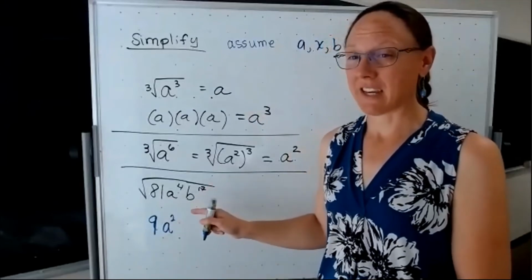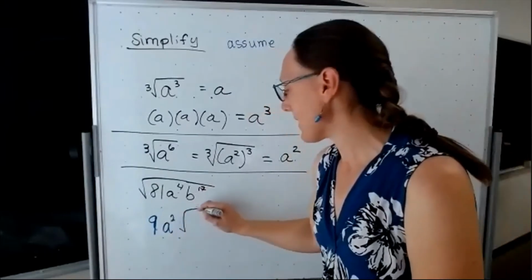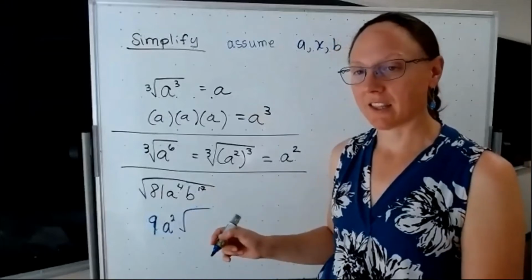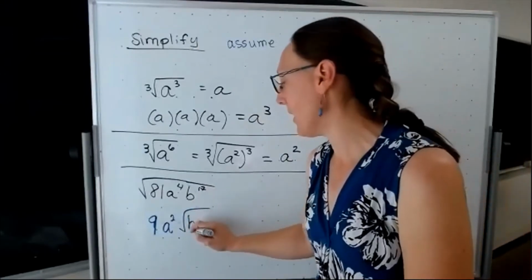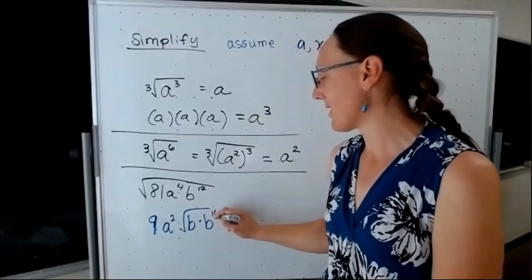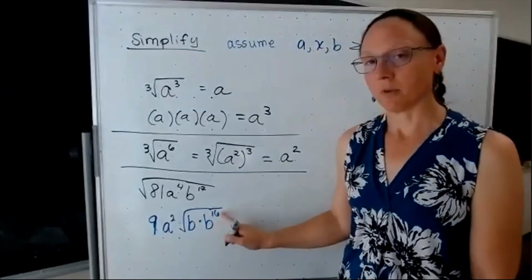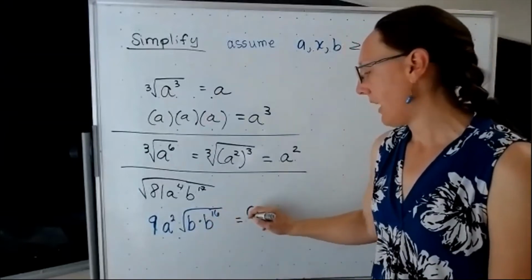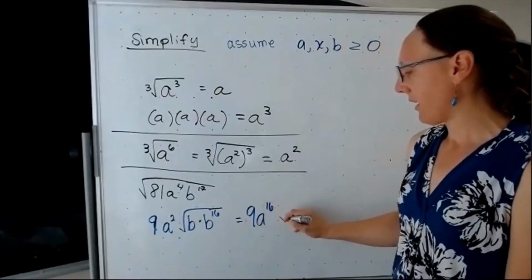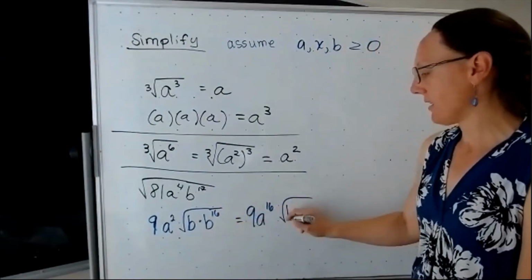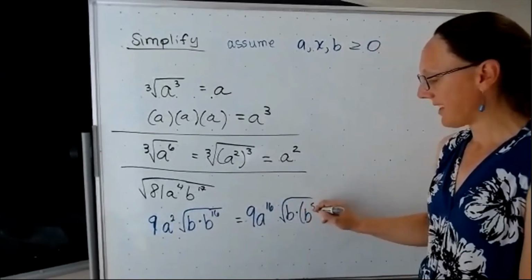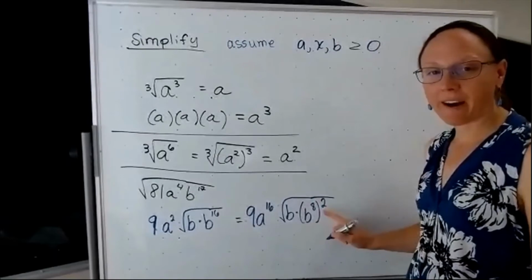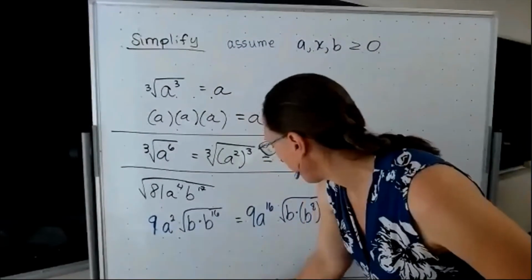But that b to the 17th, little messy. So I'm going to take a minute with that. So that b to the 17th, I'm going to rewrite as b times b to the 16th power. Now the reason that I'm doing that is the b to the 16th, since it's an even number, I know that I can change that to b to the 8th squared.